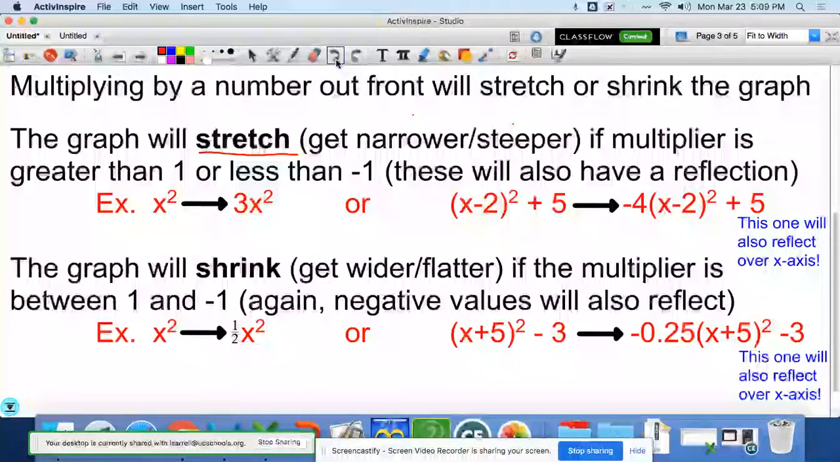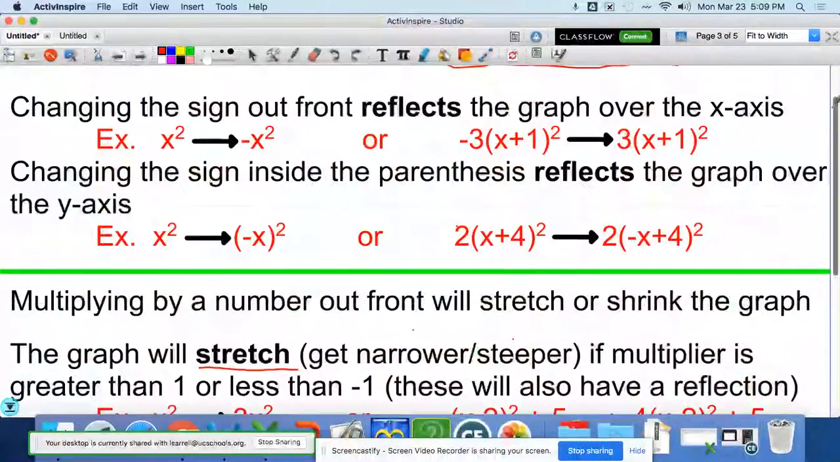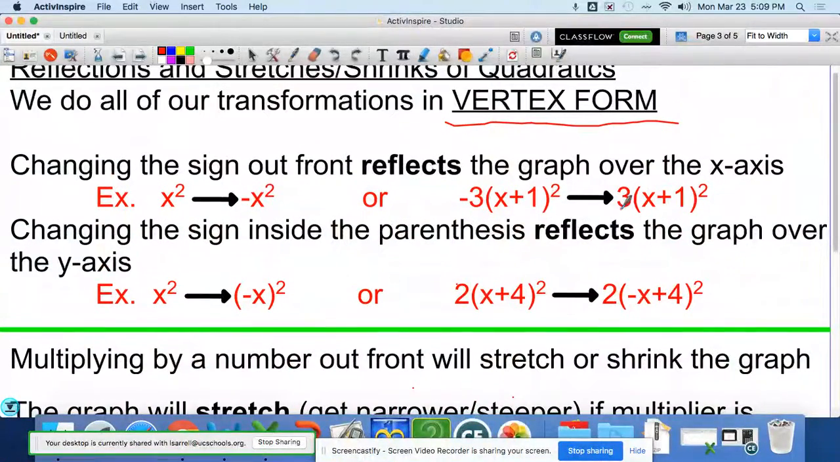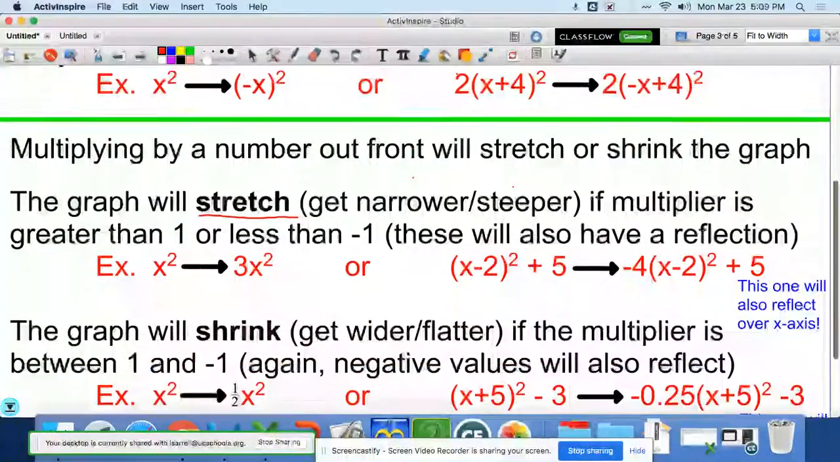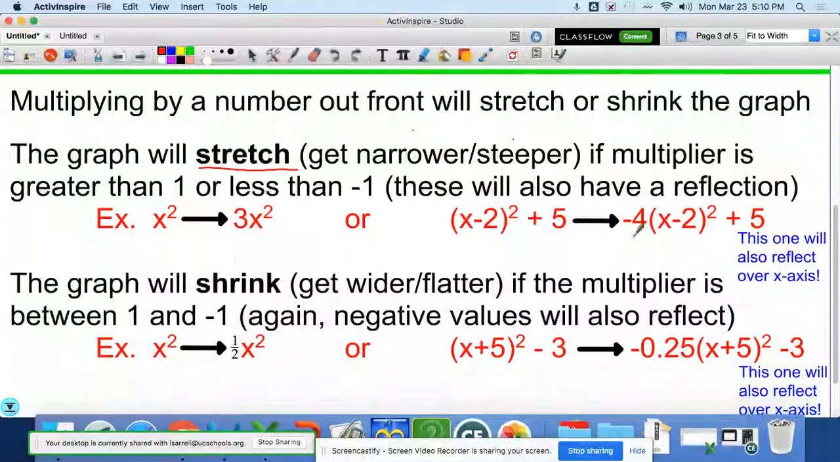And as it says in blue, that one's also going to reflect over the x-axis. Because going back to our previous rules, if the sign all the way out front changes, we reflect over the x-axis like it did here. So it'll stretch by a factor of 4 and reflect over the x-axis. Kind of a combination there.